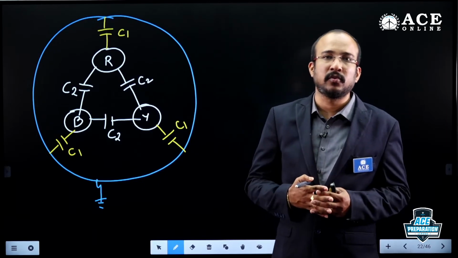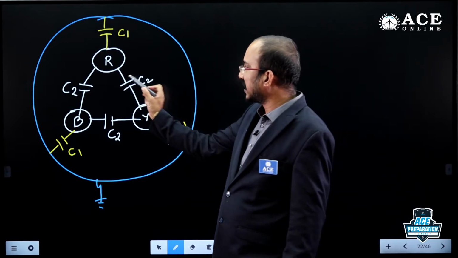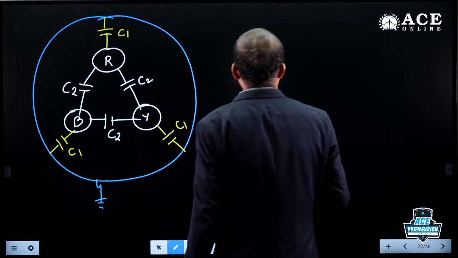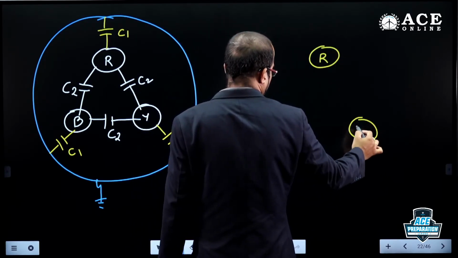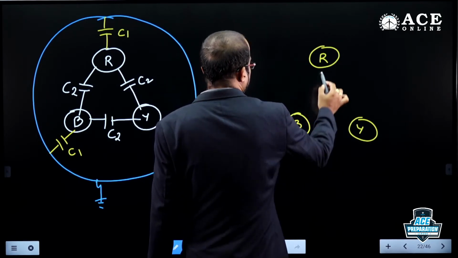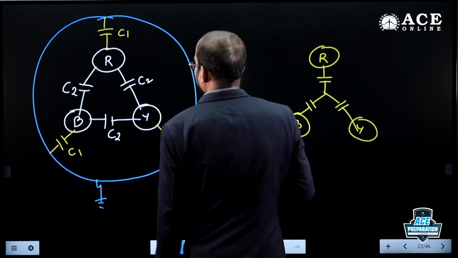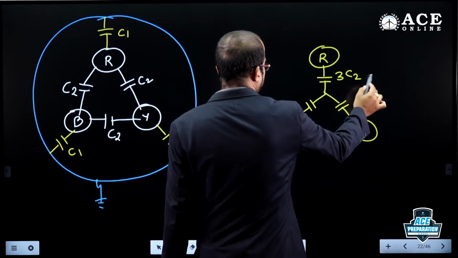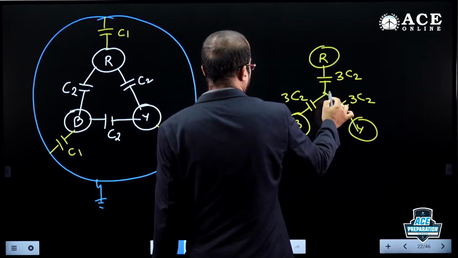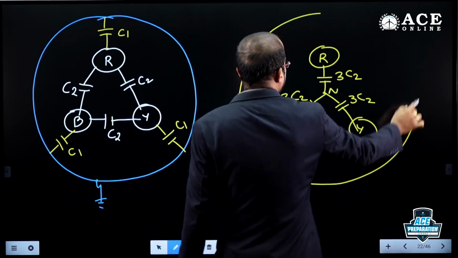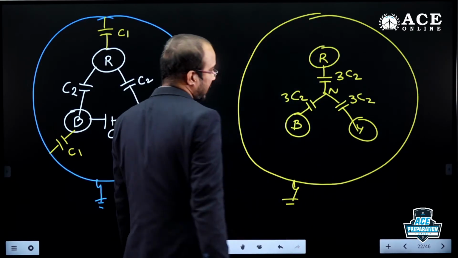Now from this we need to evaluate what is the capacitance per phase. So how do you calculate? Convert this delta to star. If you convert delta to star, how does the cable appear? C2 is replaced with what? 3 times C2. This is the neutral. Now the sheet is at ground potential. Yes or no? Sheet is at ground potential.